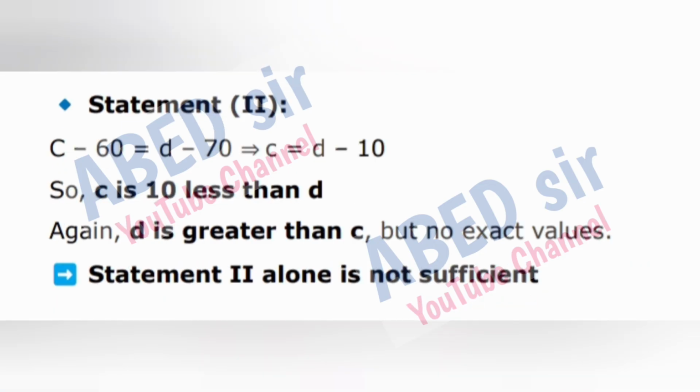Statement 2. C^60 is equal to D^70, so C is equal to D^(7/6). Again, we know the relation between C and D, but no exact values. Statement 2 alone is not sufficient.